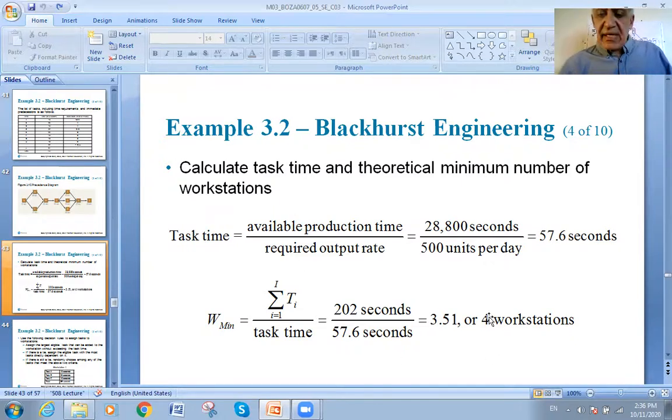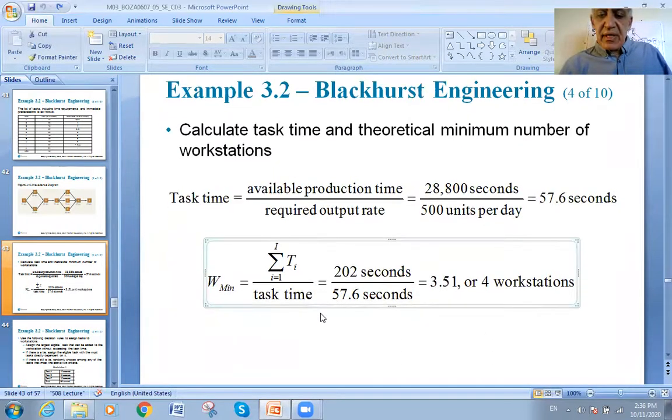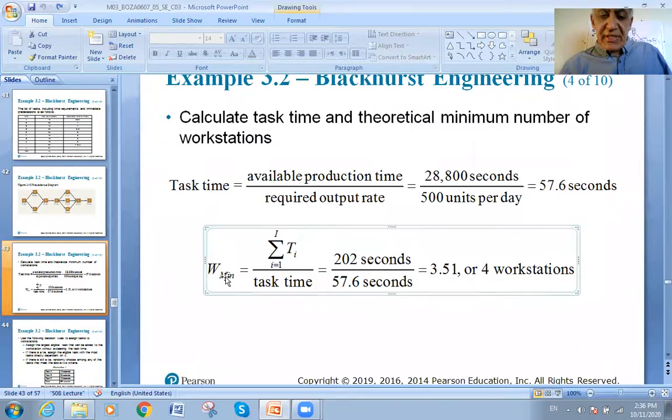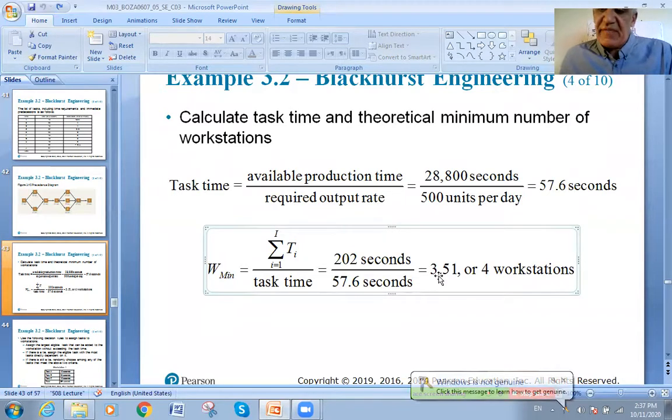Then this will be here the task time, the waiting, and the number of working stations will be 3.51. There is nothing called working 3.51 persons. 3.51 means three persons and half a man, two legs and two hands. Same thing for the stations: one station or no station. So I rounded 3.51. I will make it 4 workstations, and that's it.